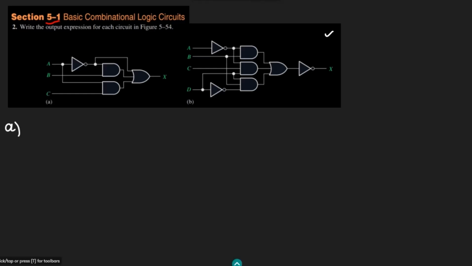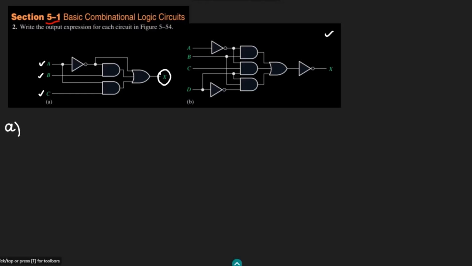Okay, so in part A we have three inputs, A, B, C. A, B, C are given to different gates here and we have to find out the output of each gate, and at the end we have to find the value for the output X. Okay, so what are these?